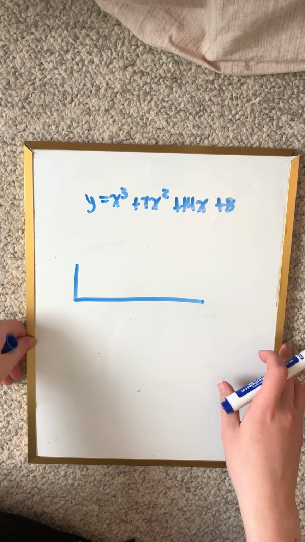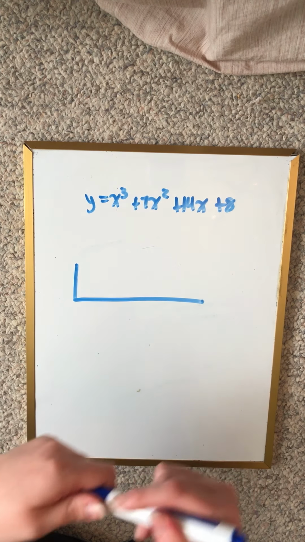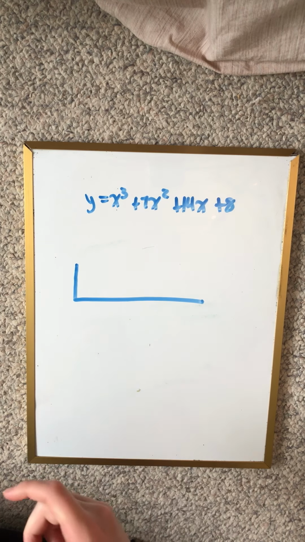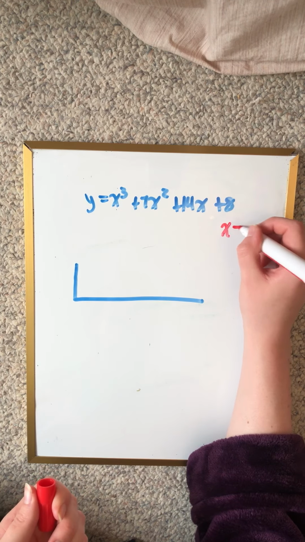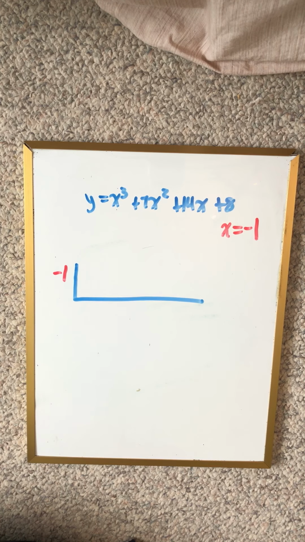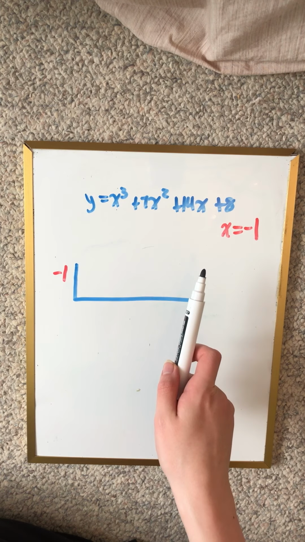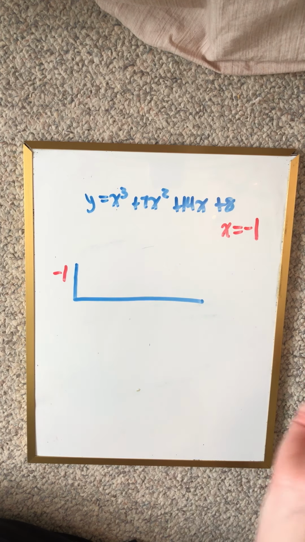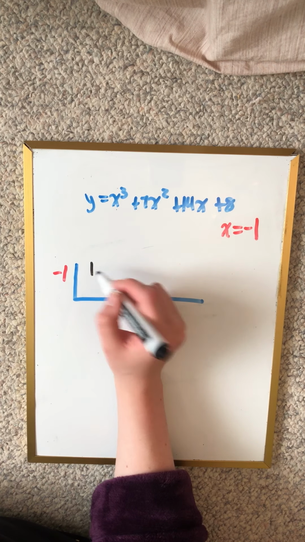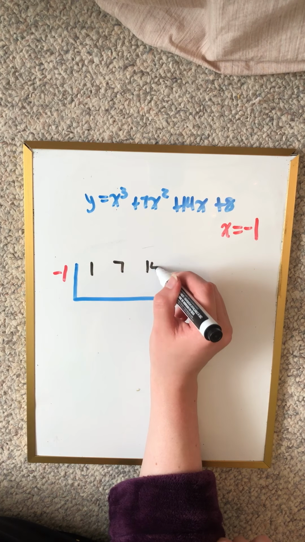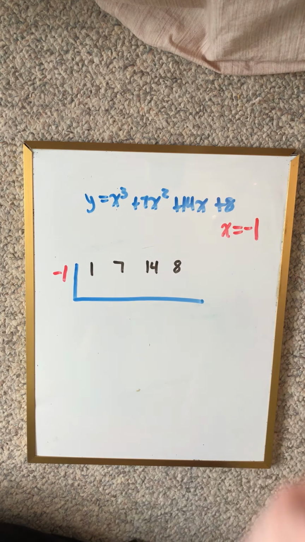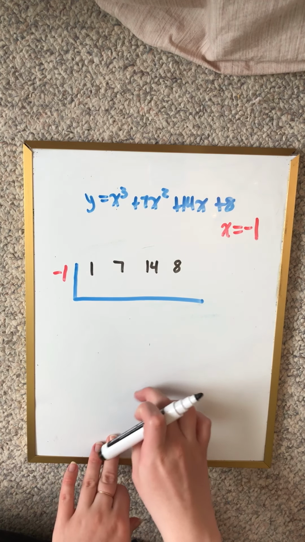So when you're doing synthetic division, we're dividing this by our x value. So you pop that here. And then you're not going to write the variables in here, the x's, you're only going to write the coefficients of each of these. So here the coefficients are 1, 7, 14, and 8. So synthetic division is pretty simple.